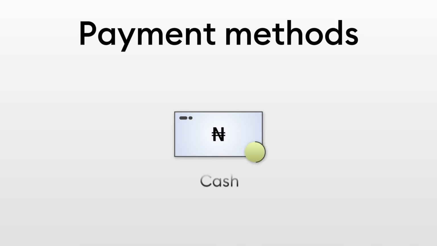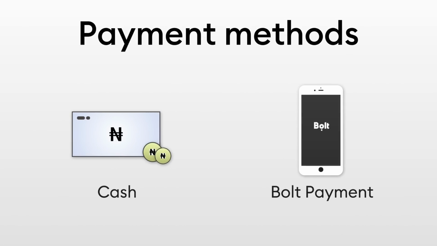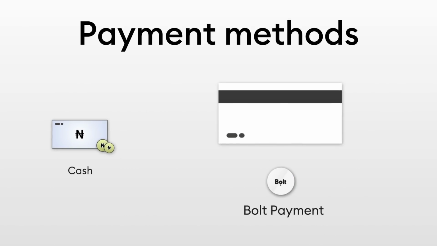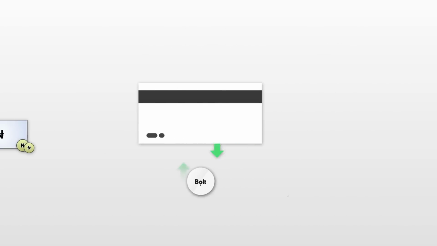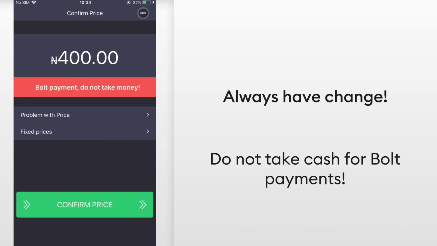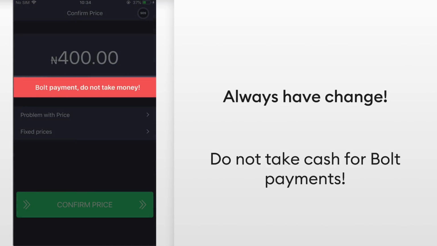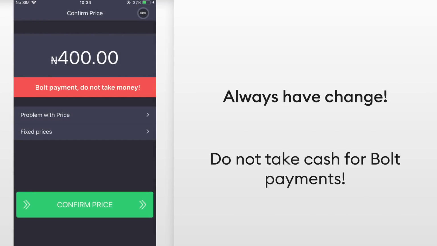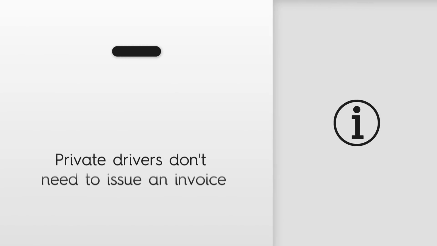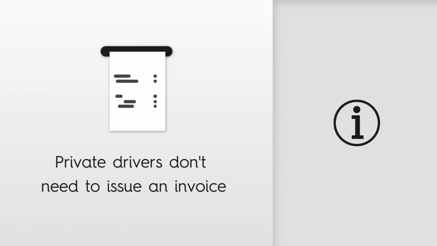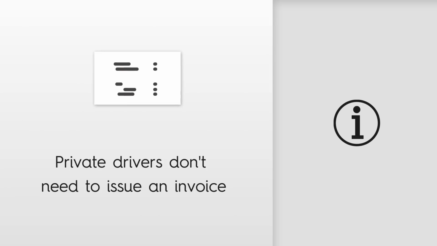Passengers can pay their trips through cash or through our in-app payment. If it's through in-app, they must pre-register their credit or debit card details before ordering a ride. Always have change, and do not take cash if a passenger has chosen Bolt payment. After each ride, Bolt will send riders an invoice by email and no action is required by you.